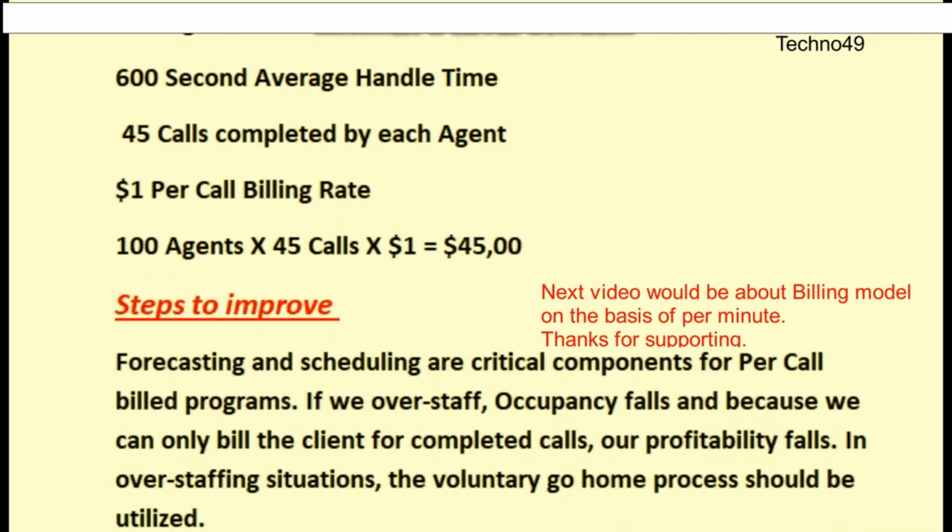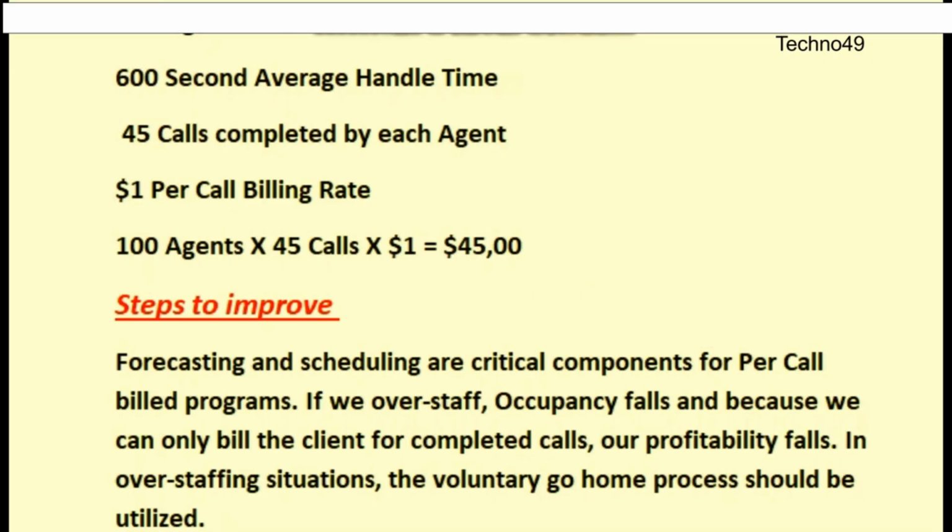Forecasting and scheduling are critical components for per call bill programs. If we overstaff, occupancy falls, and because we can only bill the client for completed calls, our profitability falls. In an overstaffing situation, the voluntary go home process should be utilized.